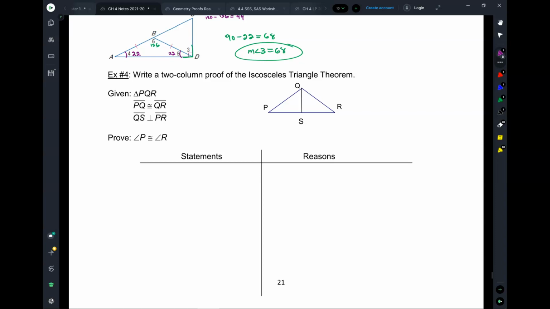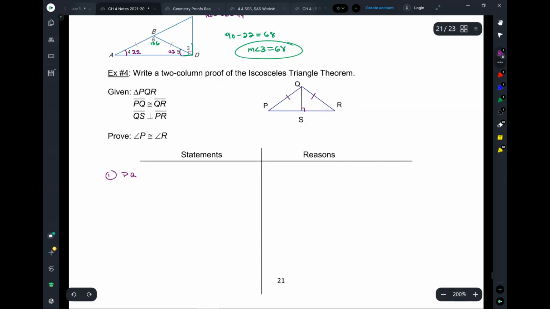So we have triangle PQR. We're given that PQ and QR are congruent. QS is congruent to PR. So let's write all that down. Okay, so when you have given triangle PQR, that's the diagram. You don't really have to copy it over here. So I'm just going to say PQ is congruent to QR. QS is congruent to PR.